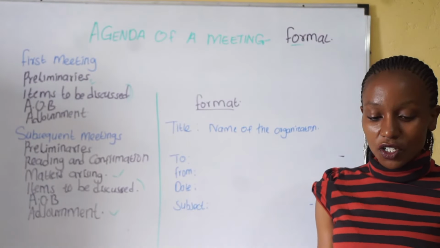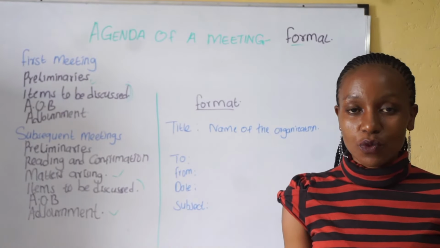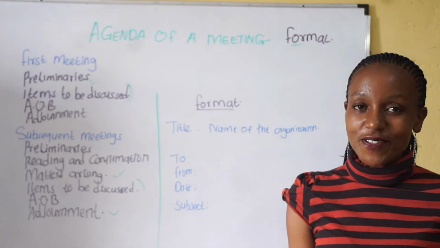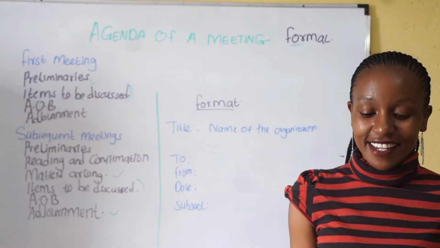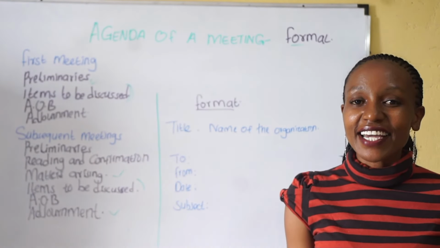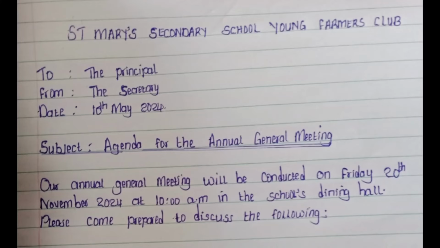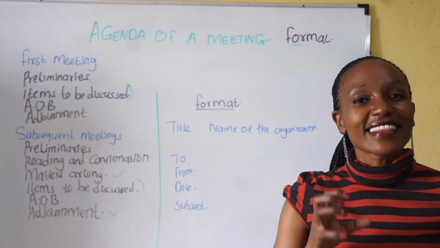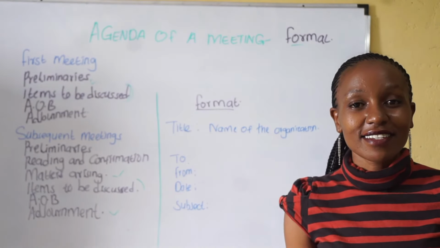Our introduction, or our first paragraph before we list the items, we are going to have this one. Our annual general meeting will be conducted on Friday 20th November 2024 at 10 a.m. in the school's dining hall. Please come prepared to discuss the following. Your agenda must have that introduction because it carries its own marks.